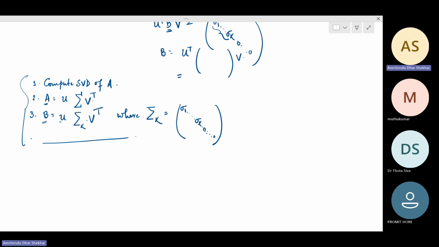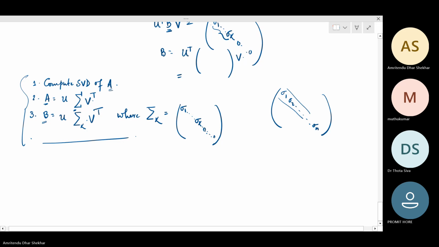So what you do is first compute an SVD of A. You know the SVD of A, so you know this matrix here, which would look like sigma 1, sigma 2, up to some sigma n. Some of the entries towards the end could be equal to 0 if A is not a full rank matrix, but that should not matter to you. You look at only the first K diagonal entries and pick only them.